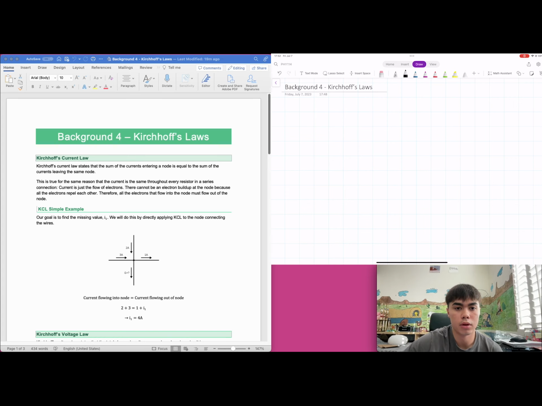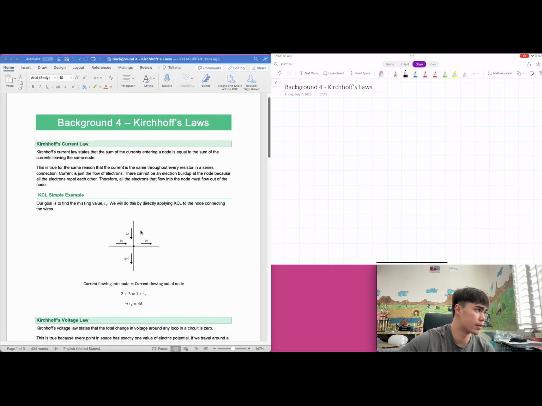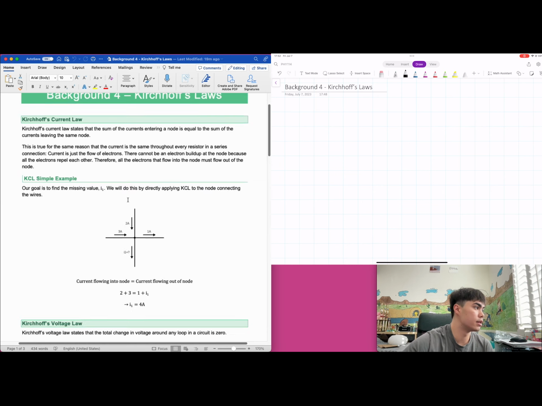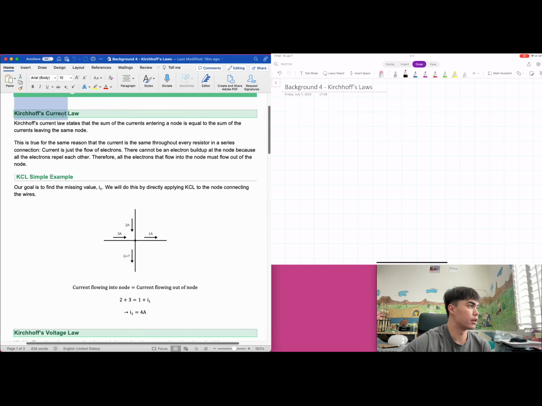Hey guys, so today we're going to go over background for Kirchhoff's laws. The first of Kirchhoff's laws is Kirchhoff's current law, which is KCL. All that states is that the current that flows into a node in a circuit is equal to the current that leaves the node in the circuit.